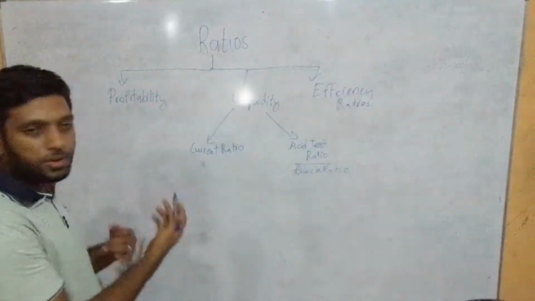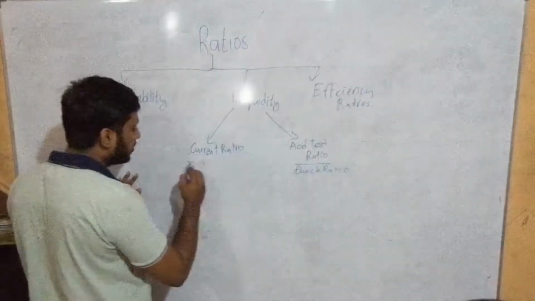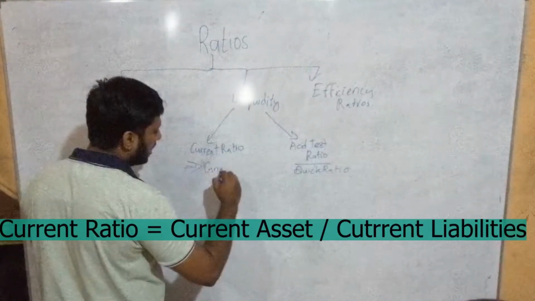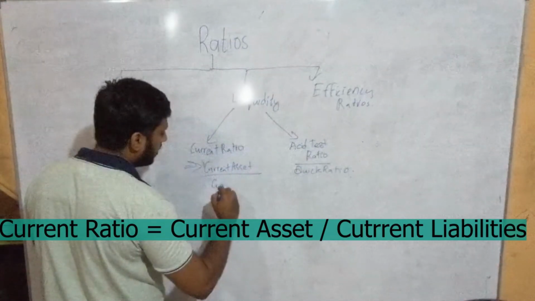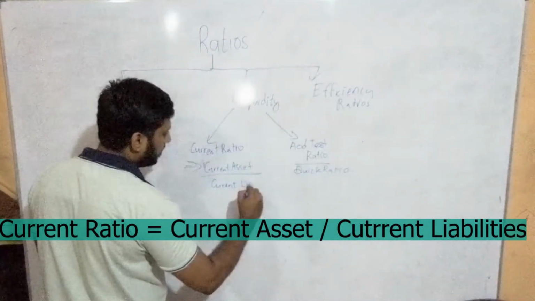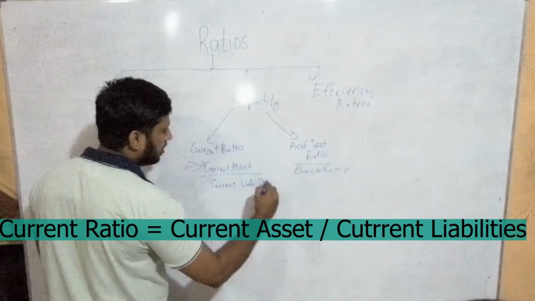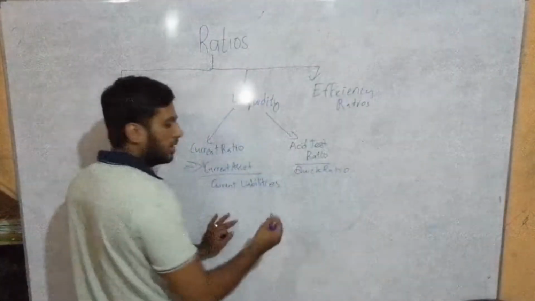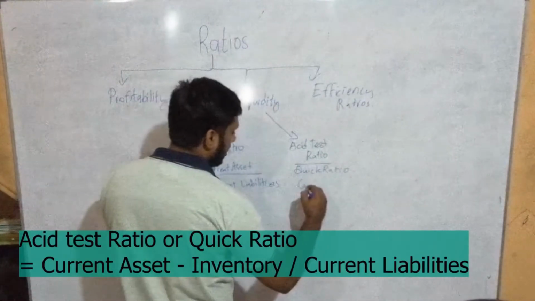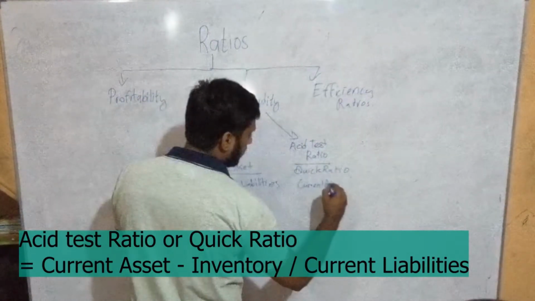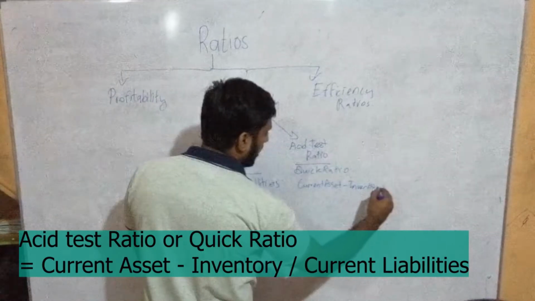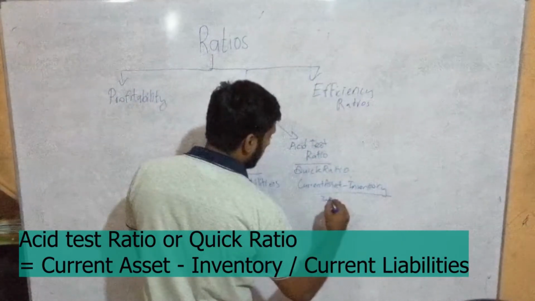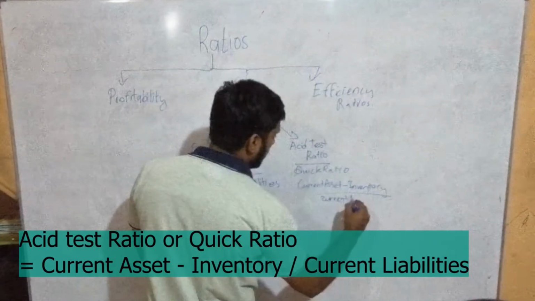But before we move on to that, let's write the formulas for this. Current ratio can be written as current asset divided by current liabilities, right? So acid test ratio can be written in this way: current asset deduct inventory and divide by current liability.